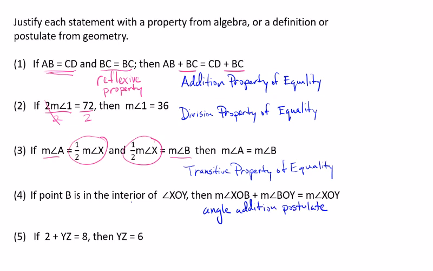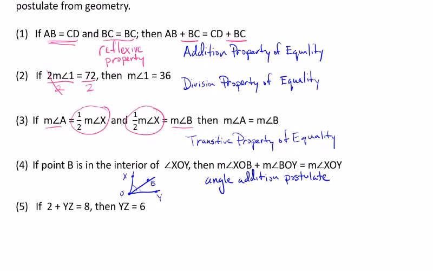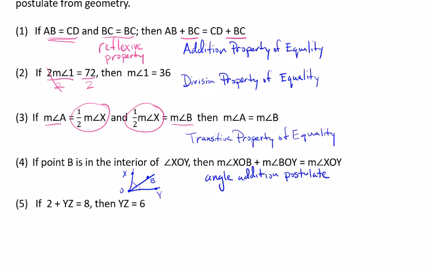So in case you forgot, basically we're saying that point B is in the interior of angle XOY, right? So basically we're just saying that the two parts equal the whole, right? So angle addition postulate. All right, and then lastly we have number 5, if 2 plus yz equals 8, then yz equals 6. So how do we get from point A to point B? That's right, subtracted 2 from both sides.